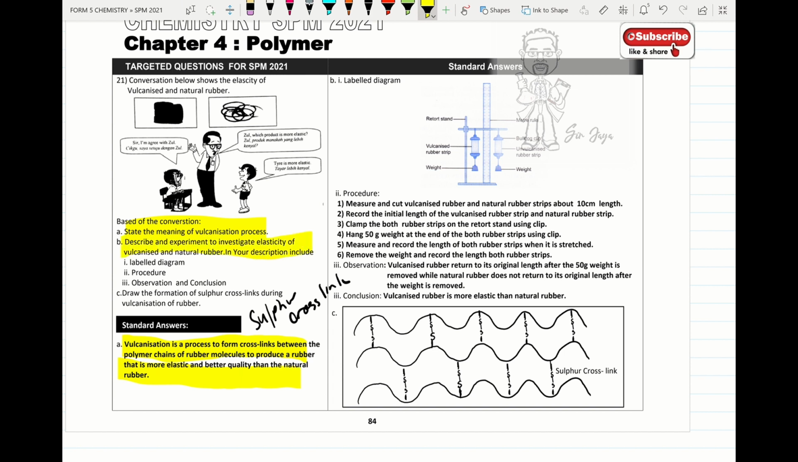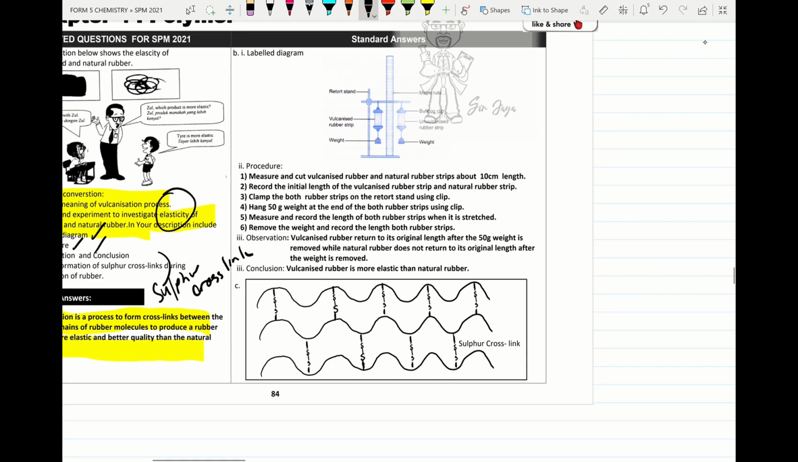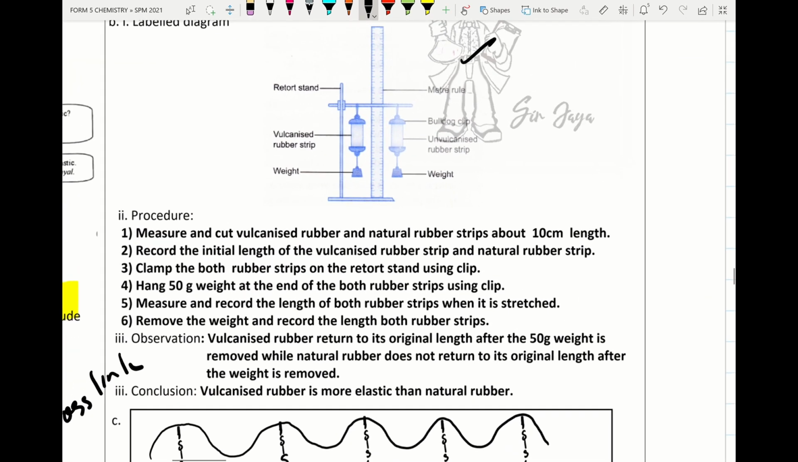Describe an experiment to investigate the elasticity of vulcanized and natural rubber. Diagram, procedure, observation, and draw the formation of the cross-link. Please check this one. For the diagram, we take the meter ruler, bulldog clip, vulcanized and unvulcanized rubber. Please remember this is natural rubber, and this is vulcanized rubber. So we hang a weight at the end of one of the clips.